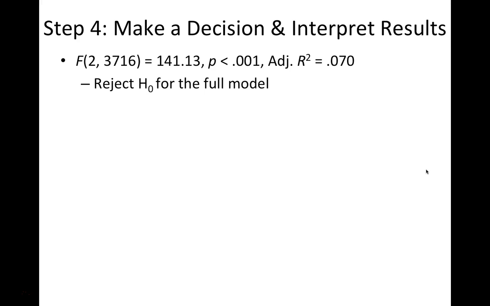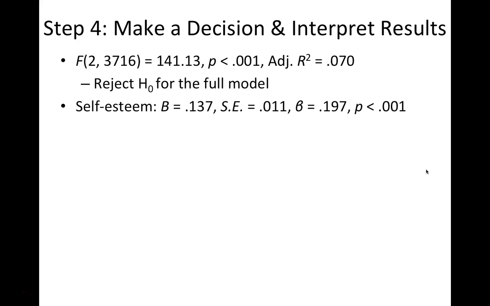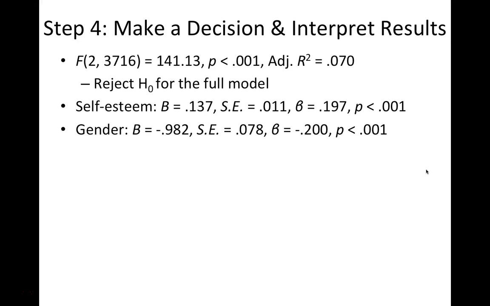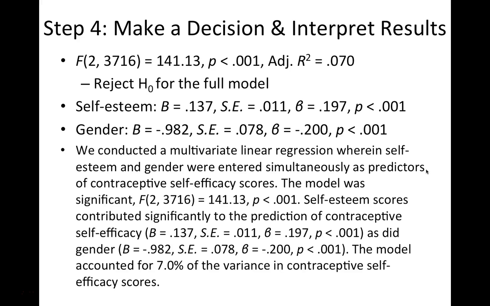So this is our F value for the full model. So we would reject our null hypothesis for the full model. These are our slopes and our betas for self-esteem and for gender. So we would reject the null hypothesis for each of those individual betas. And this is how we would say this.